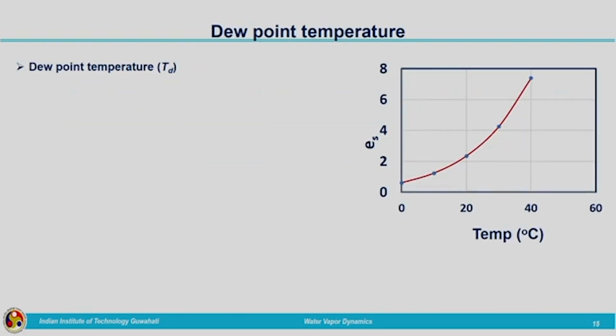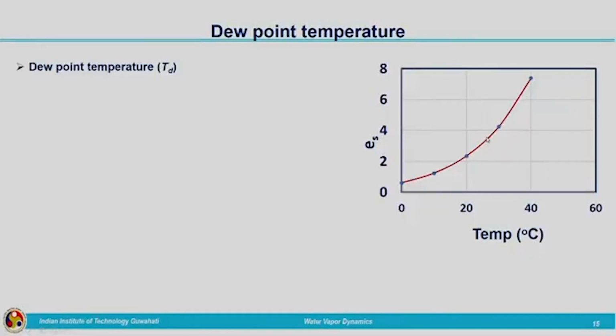Now let us see how it can be calculated. We have the curve which represents the exponential relationship between the saturation vapor pressure and temperature. This exponential relationship was given by a particular empirical equation. That relationship is valid only on this particular curve. For different temperatures on the x-axis in degrees Celsius, you can get the saturation vapor pressure from the y-axis.